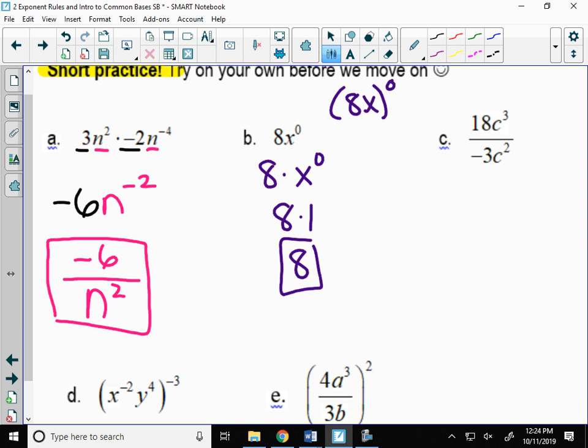The next one, this one hopefully is not too bad. What's 18 divided by negative 3? And what do I do with these exponents in a fraction? Subtract them, so it's negative 6c.